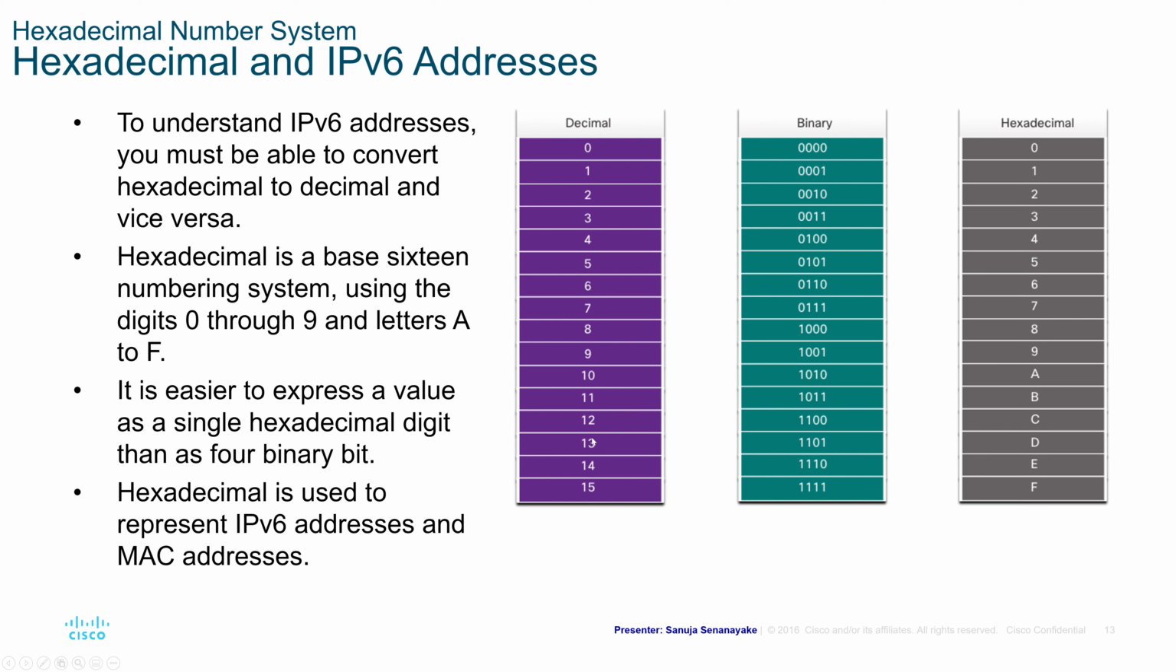But if you want to represent, for example, number 14, in decimal it's just 14, in binary 1110, but in hexadecimal it's going to be E. So that is a really key concept that you need to understand. Hexadecimal goes from 0 to 9 and A to F. And that's how you represent hexadecimal.